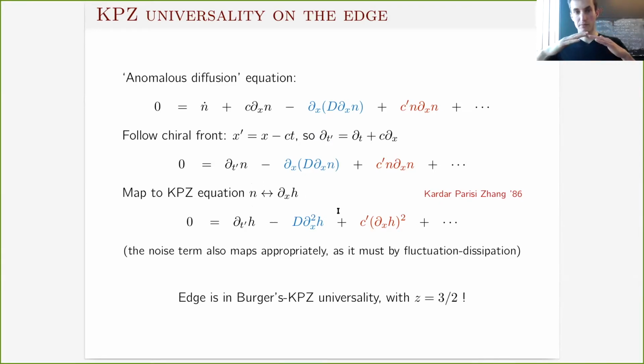So for those who aren't familiar with KPZ, KPZ describes surface growth. For example, if you burn a sheet of paper, how the front grows. So the degree of freedom there is the height of the surface. And here we see that the gradient of the height is what maps to charge density. Okay, so what we learn is that charge fluctuations at the edge of quantum Hall systems or chiral systems are in the Burgers KPZ universality class. So we can import all this knowledge about KPZ to this problem. In particular, one important feature of KPZ is that it has this dynamic critical exponent z equals 3/2.